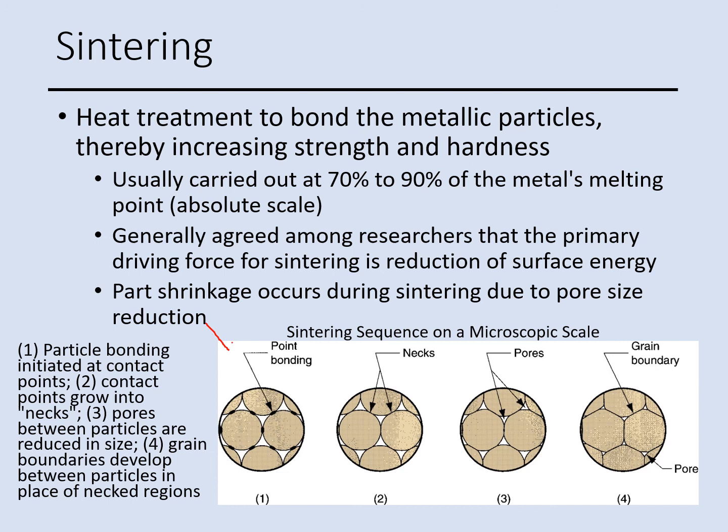This picture shows us the sintering sequence on a microscopic scale. As you see, we have a point bonding between the particles, and then we have necking, so that the bond becomes larger, and then we have smaller pores between the particles. Then here we have grain boundaries between the particles.